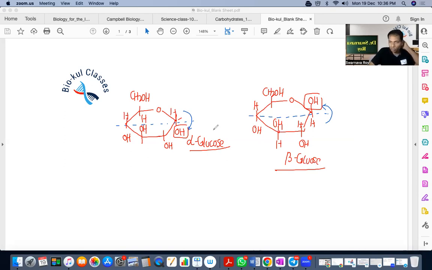In other words, if we don't want to say plane, in a beta glucose, you see the CH2OH and the OH, they're on the same side. In case of an alpha, you see this CH2OH and the OH, they're on the opposite side, right? This is the plane. This is on one side of the plane. This is on the other side. So this is an alpha configuration. This is a beta configuration. So we need to remember that also. That's why sometimes you will see alpha glucose, beta glucose.